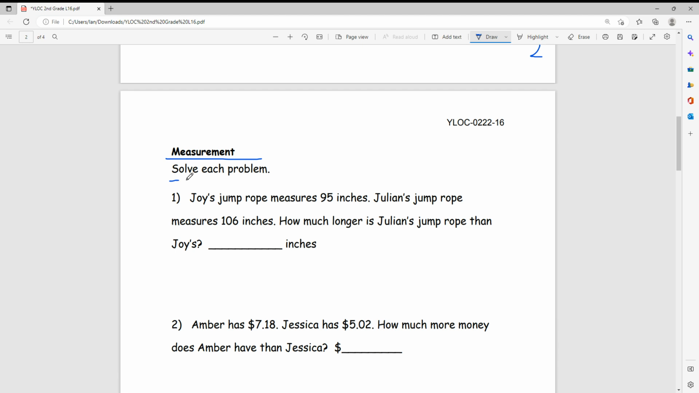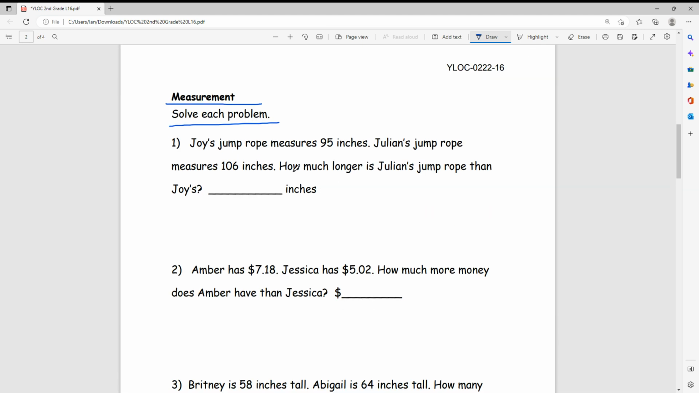Next is measurement. Solve each problem. Joy's jump rope measures 95 inches. Julianne's jump rope measures 106 inches. How much longer is Julianne's jump rope than Joy's? Julianne's jump rope is 106 inches, right?